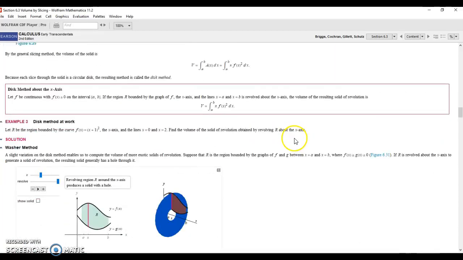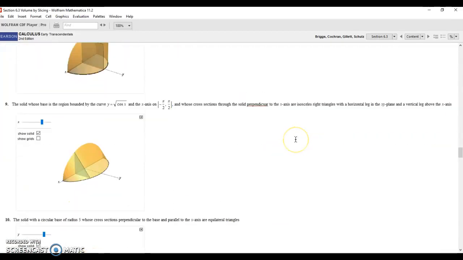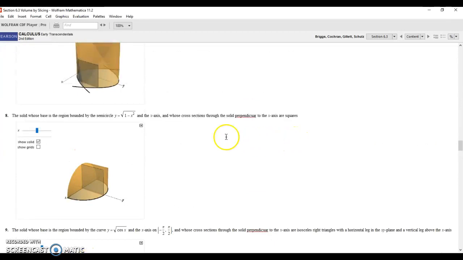Let's scroll down and take a look at, in the homework, question number 8. We want to find the volume of the solid whose base is the region bounded by the semicircle, y equals the square root of 1 minus x squared, and the x-axis, whose cross sections through the solid perpendicular to the x-axis are square.